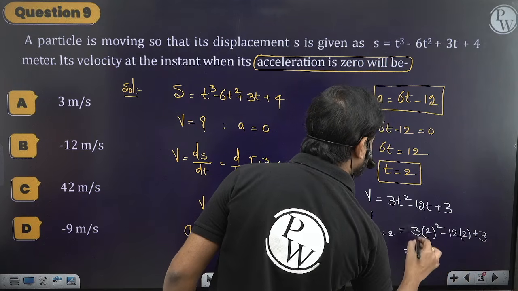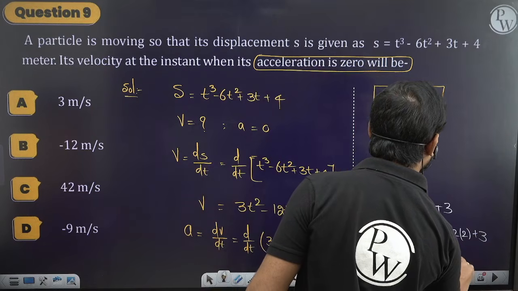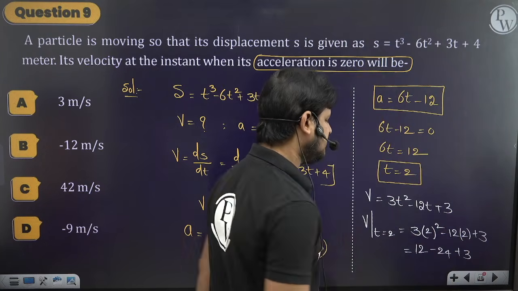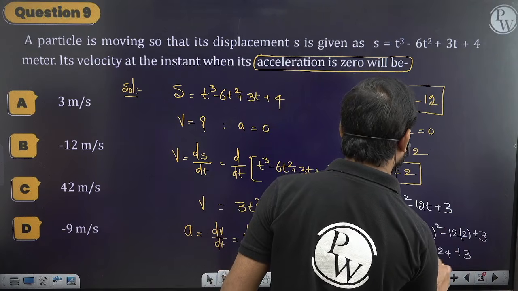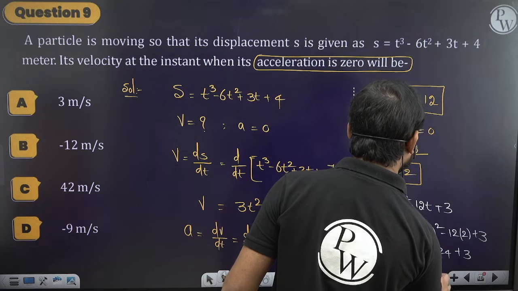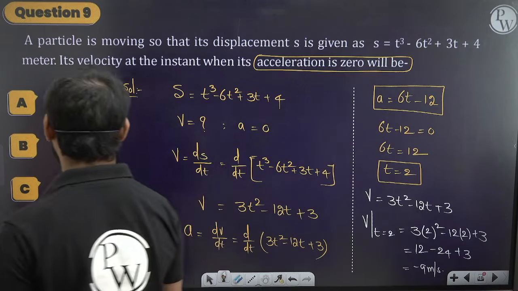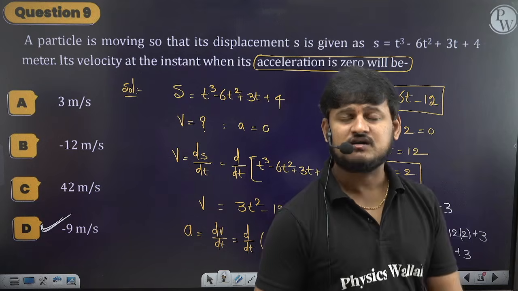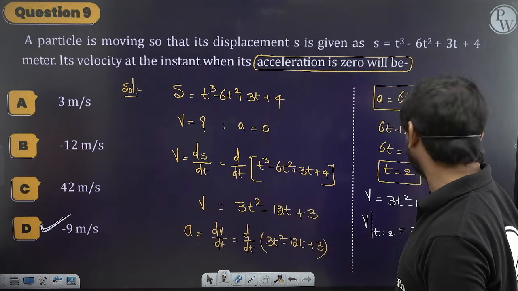Which comes out to be 4 into 3, 12, then 24, plus 3. Yes. So this is 15, and 15 minus 24 is minus 9 meter per second. So minus 9 meter per second. Option D is the correct one. Understood? Clear, guys? Concept? Let's move to the next.